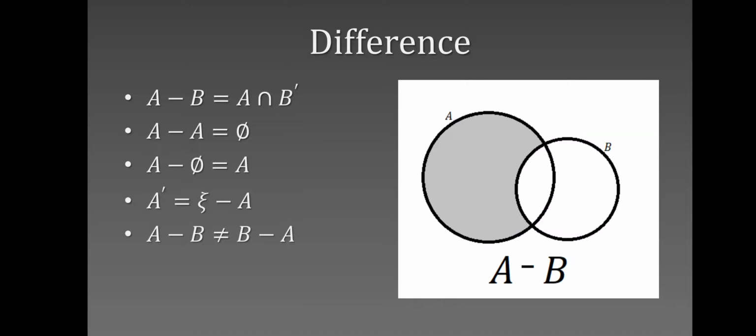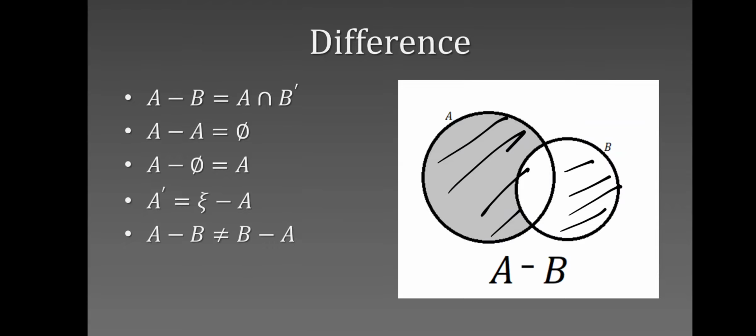And then A minus B is not equal to B minus A. So this is very important for us to see that the difference operation is not commutative. And why so? Because when I am talking about A minus B, it means this portion. This portion is A minus B, and B minus A is this portion. So obviously both the sets are not the same set, they are different sets. And thus A minus B is not equal to B minus A.